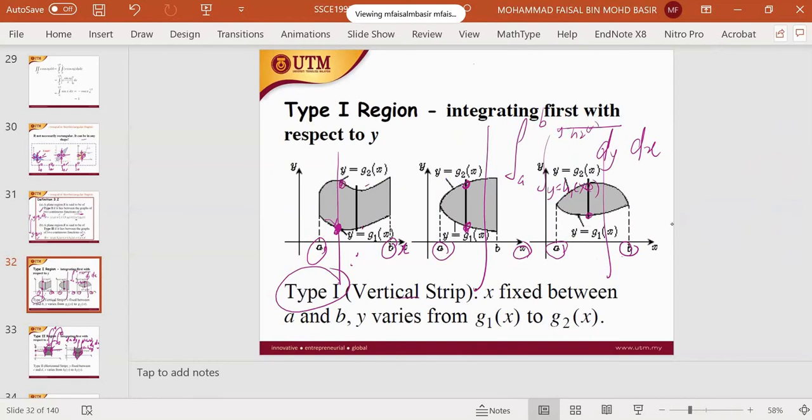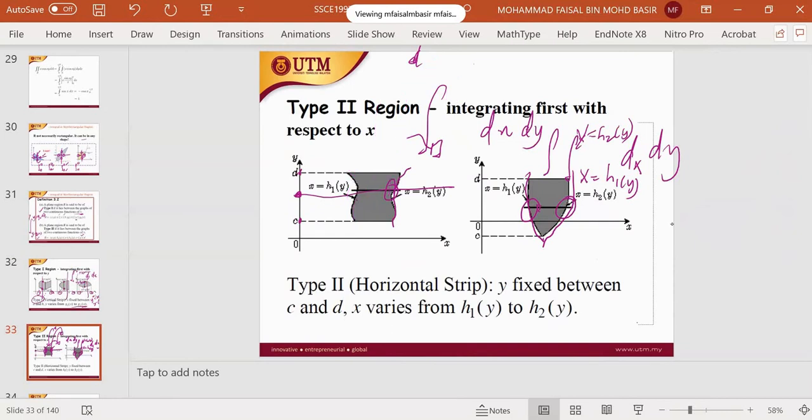x is fixed between a and b, y varies from g1(x) to g2(x). So if you have something like y squared equals x, you have to change this: x equals square root y, y equals square root x. You have to put this instead, because they want y equals something.